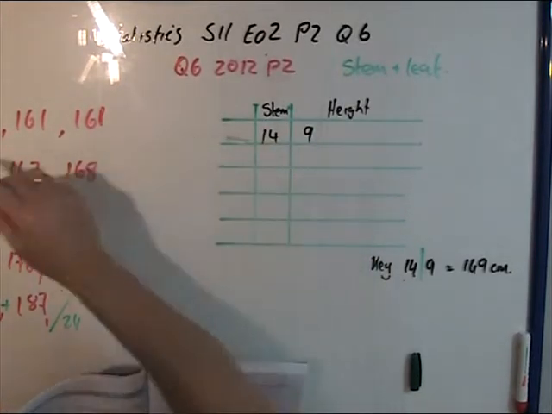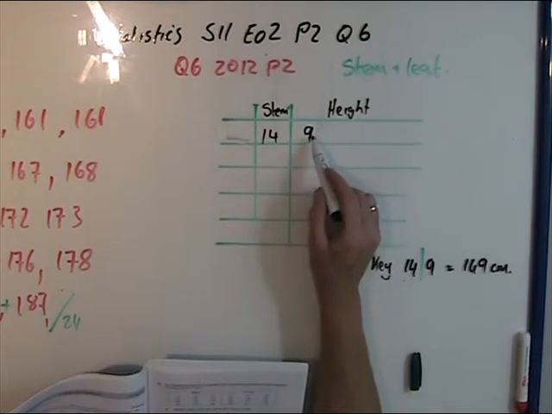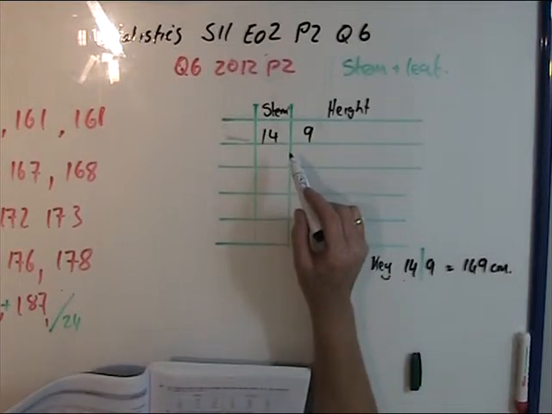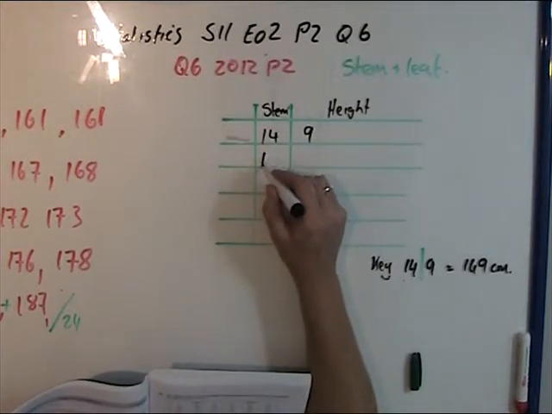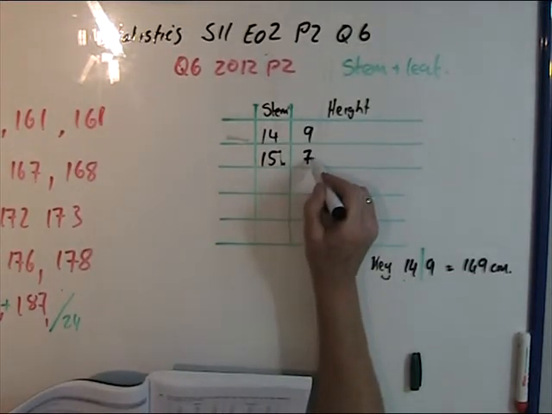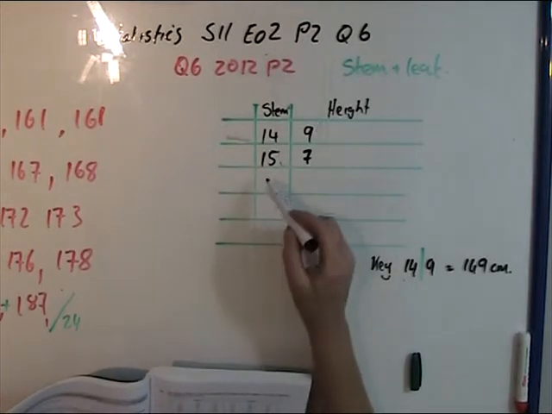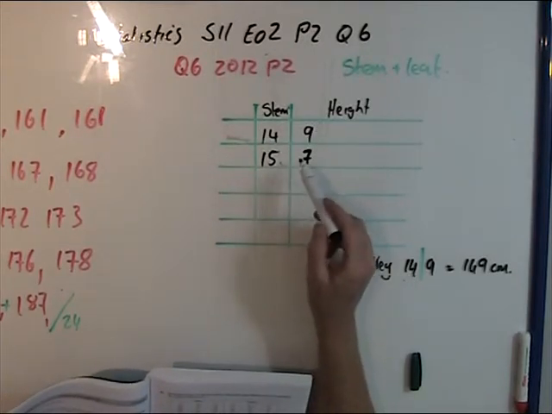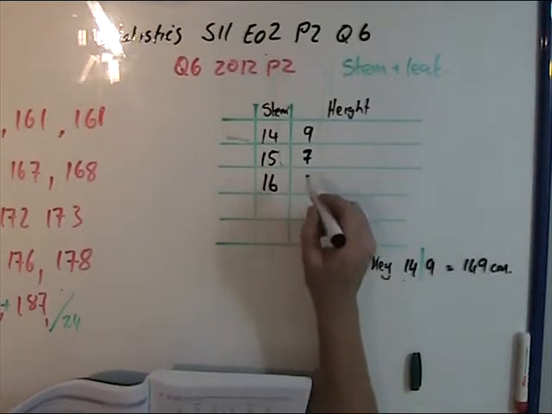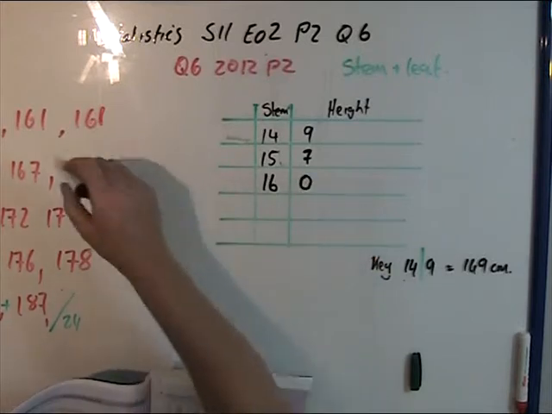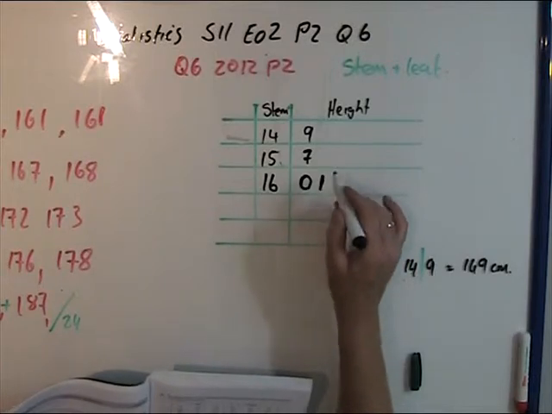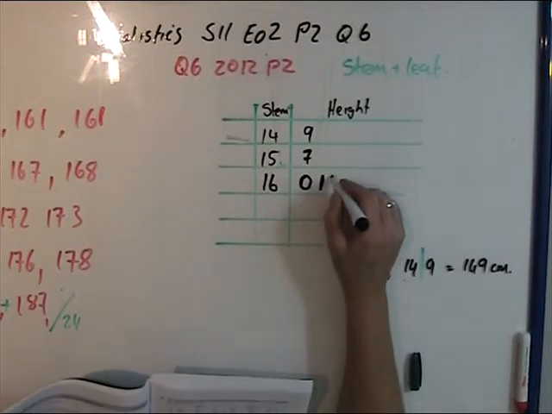So I've got 149. How many times does that appear? It only appears once, so I've only written it down once. 9. So this is 14, and the next one is 157, which appears once. These are the tens out here, and they're common. It's the same with 160, I've got one. Then I've got 161, and I've got it twice, so I must write it down twice.